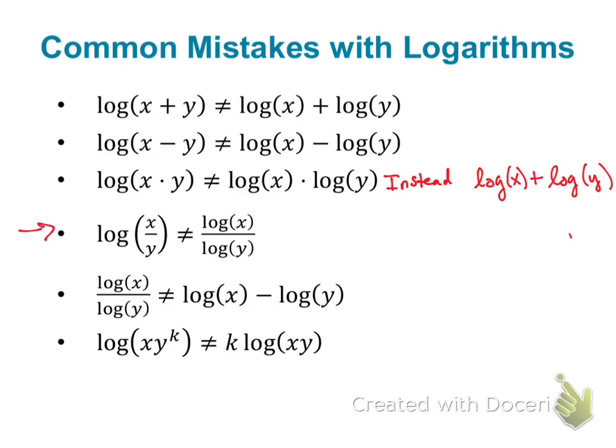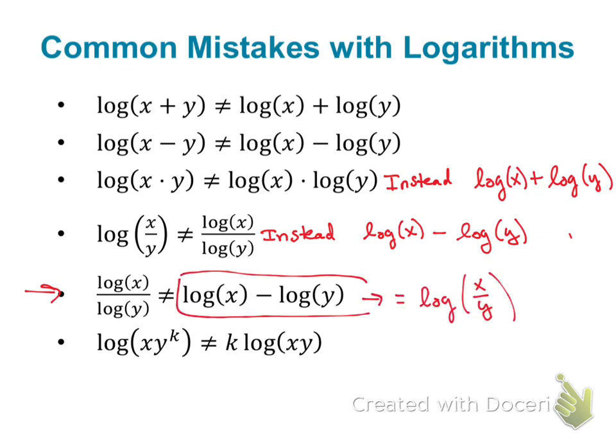Notice that log of x over y is not log of x divided by log of y. Instead, the quotient rule tells us it is log of x minus log of y. Notice that log of x over log of y is not equal to log x minus log y. Instead, log of x minus log of y is equal to log of x over y. Notice how there's only a single logarithm, not two.